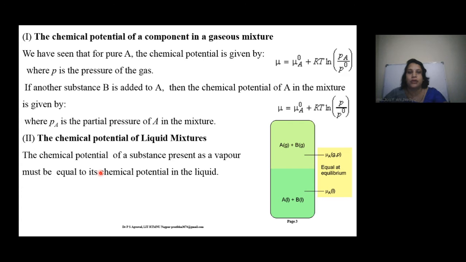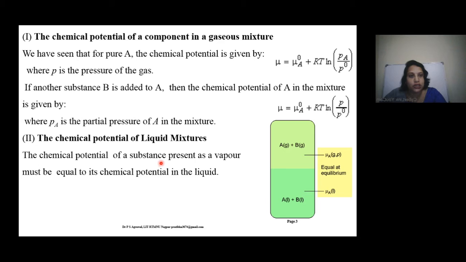Now let us see the chemical potential of a component in a gaseous mixture. We have seen that for pure A, the chemical potential is mu A equal to mu 0 A plus RT ln P by P0, where P is the pressure. If another substance B is added to it, then the equation is mu A equal to mu 0 A plus RT ln Pa by P0. This Pa is the partial pressure.